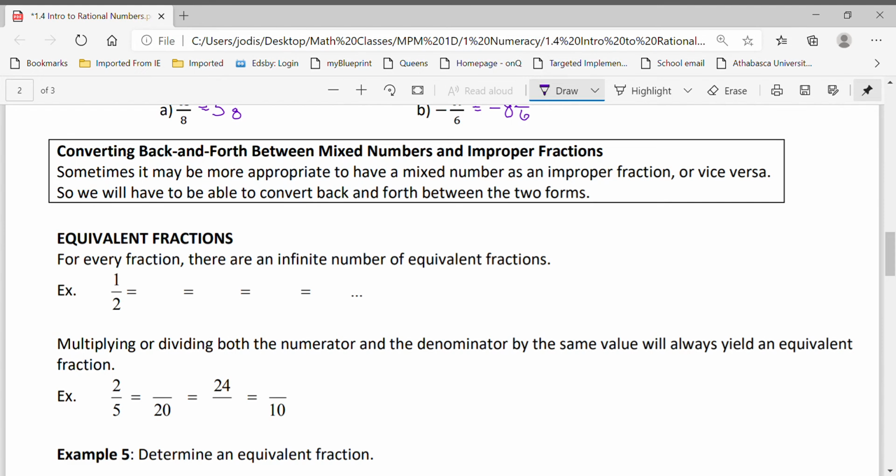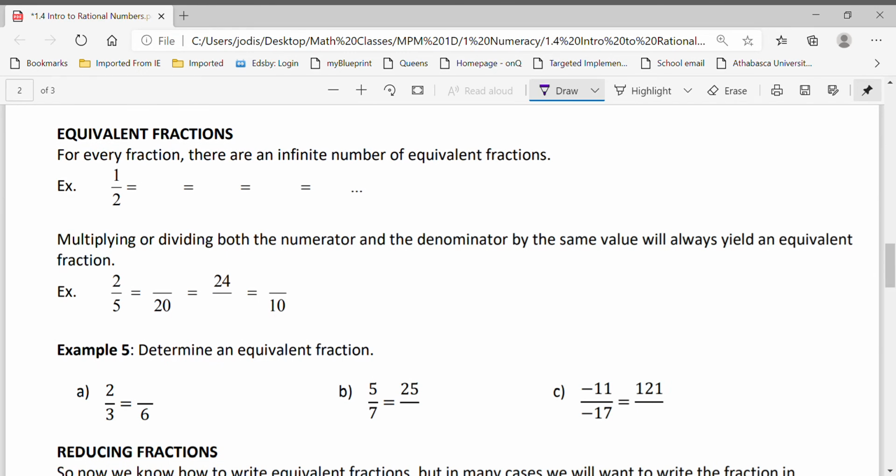All right, so we want to convert back and forth between mixed numbers and improper fractions. Sometimes it's going to be more appropriate to have a mixed number as an improper fraction or vice versa, so we should be able to go back and forth between the two forms pretty easily. I will say most of the time we will be using an improper fraction more than we would use a mixed fraction.